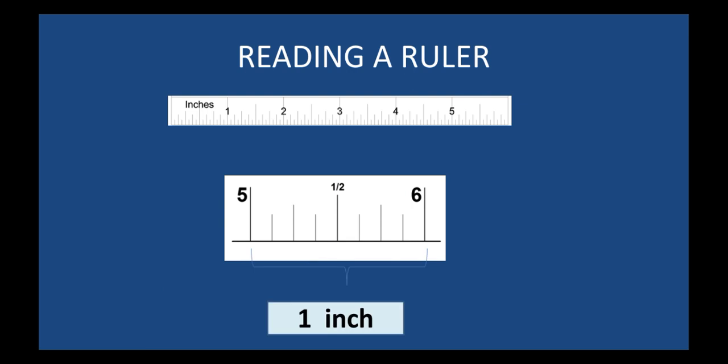Now look at this diagram very carefully over here. If you see it carefully, you will understand that the longer lines or the longer ticks represent 1 full inch. And what is the distance between these? It is equal to 1 inch. So the distance between the inch markings is equal to 1 inch.